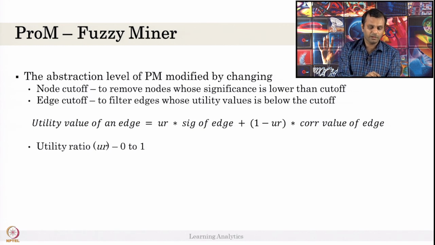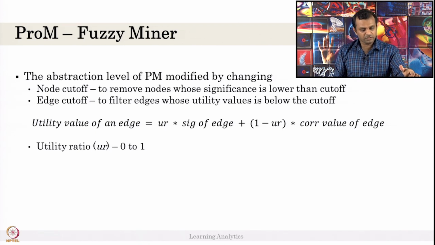Applying this particular formula, you can modify the process model. The fuzzy miner might try to give you an abstract model, but because you know the research questions, you are the researcher, you want to create the model. It is not that any generic model is applicable to you. Then you can say, no, I want to keep all the nodes, I do not want to remove any nodes, but I am okay to remove some edges which have less correlation value. Then put the weight equal to 1 on correlation, and only the significant edges stay back. That reduces the complexity of the process model.